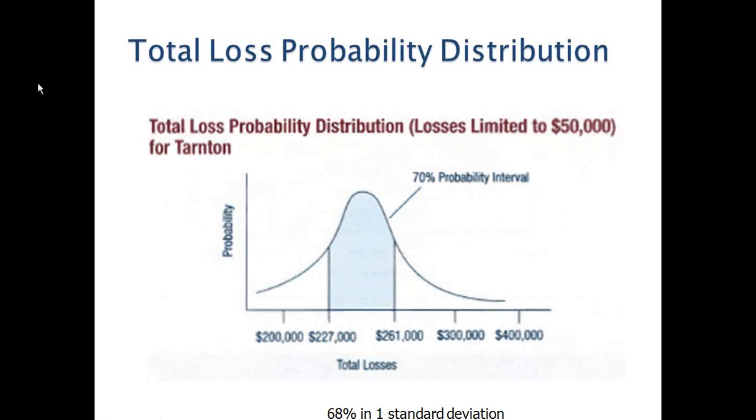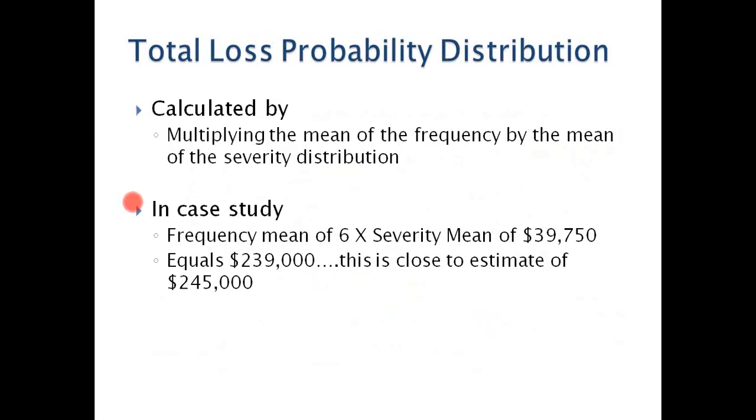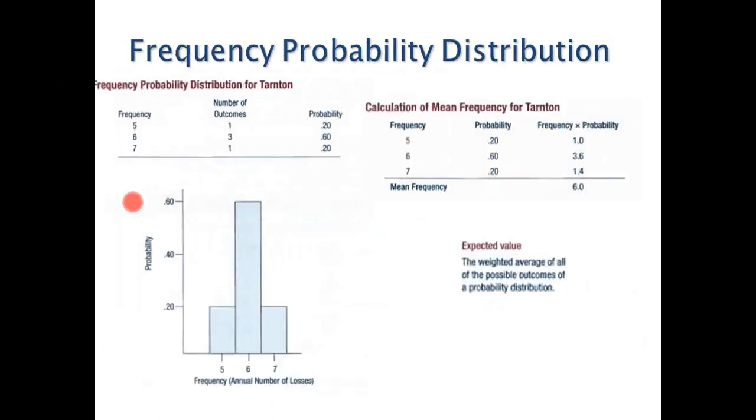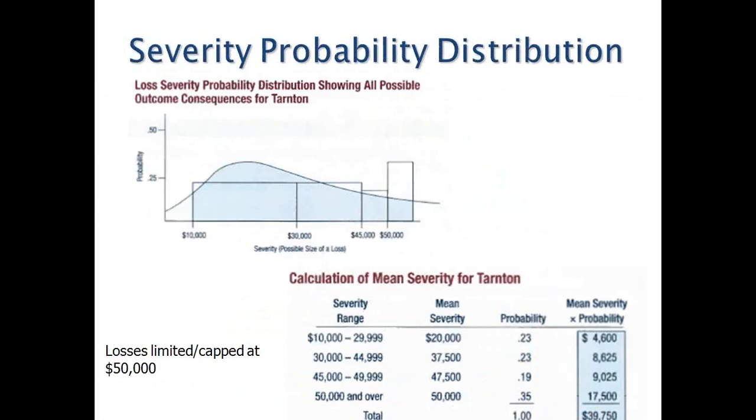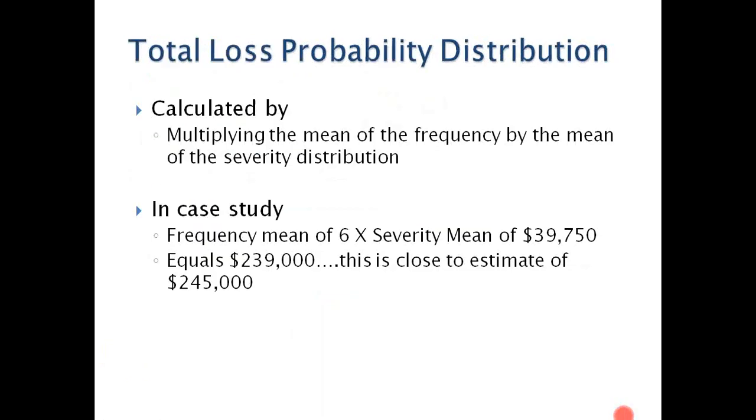Okay, and where did the 6 come from? So I guess I'll go back here. That's the frequency distribution. If we go back to this slide, our mean frequency is 6. So our frequency probability distribution, we calculate that first. Then we calculated our severity probability distribution, which is 39,750. And then it's 6 times that. That's what I was talking about: you take your frequency distribution we did first, your severity, and then multiplying comes up with your total distribution right there.